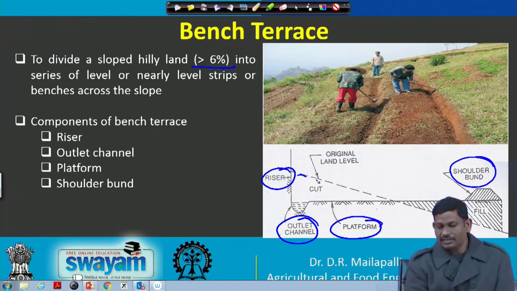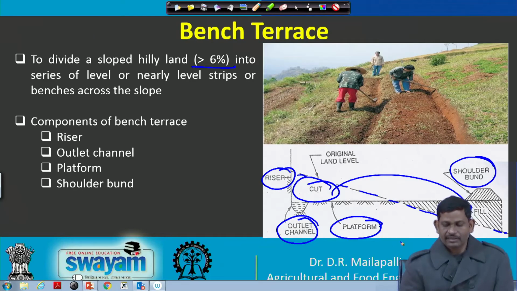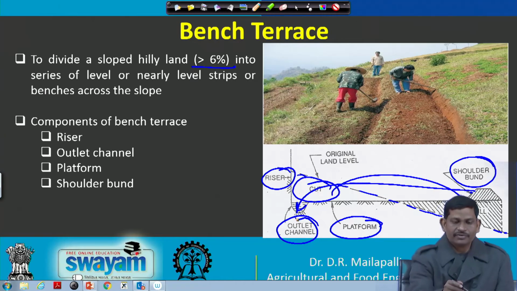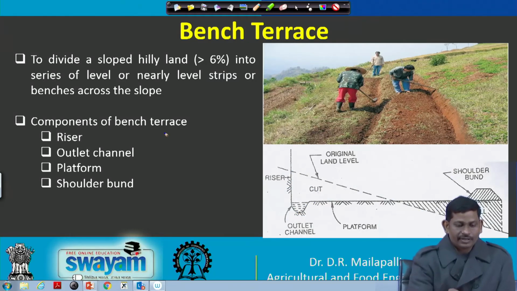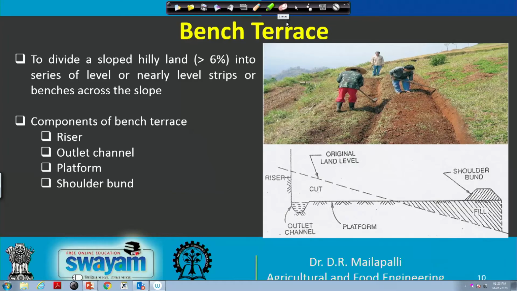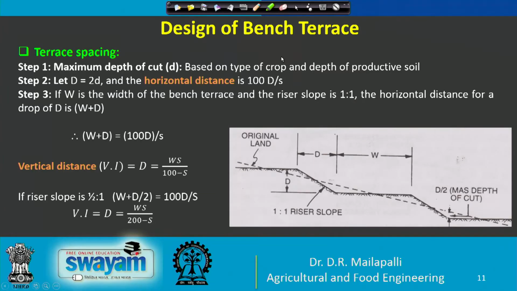So this is basically the original land. The original land is being cut; this portion will be cut and this portion will be filled. There is a shoulder bund to avoid runoff, and whatever runoff is collected here, since it is flat, the water will be collected here and then disposed of. So let us see how we can design this.